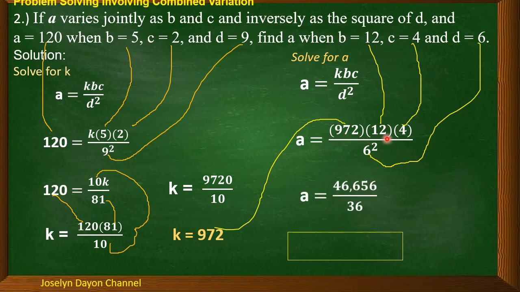So we have 972 times 12 times 4 is equal to 46,656. And 6 squared is equal to 36. Now let's divide 46,656 divided by 36, that is equal to 1,296. So therefore the value of a is 1,296.